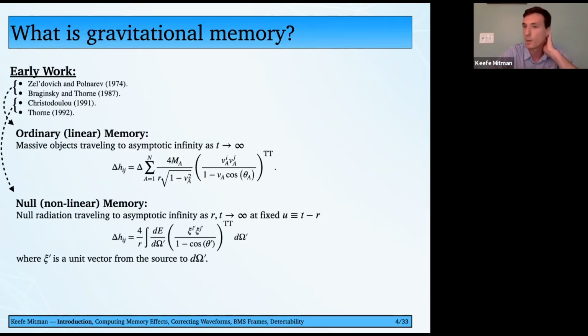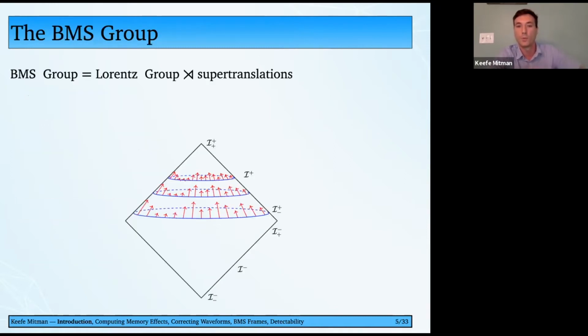And so to talk about memory in a more modern context, it's really best to talk about the symmetries of asymptotic infinity. And to do so, we have to talk about the work of Bondi, van der Burg, Metzner, and Sachs, who realized that the symmetry group of asymptotic infinity is not just the Poincaré group, but a group with a much richer structure known as the BMS group. The BMS group, as I'm sure many people are aware, is the semi-direct product between the Lorentz group and a group of transformations called supertranslations, which contain the space-time translations as a subgroup.